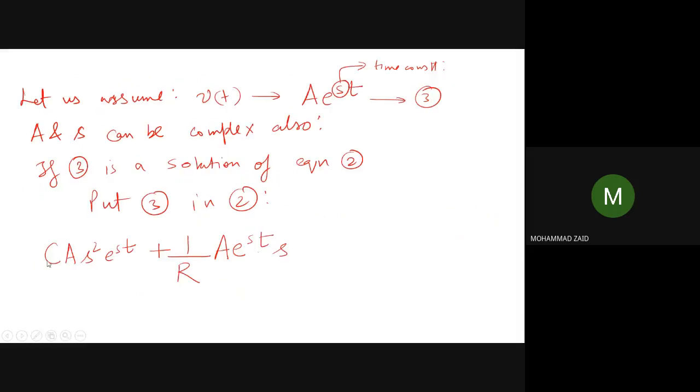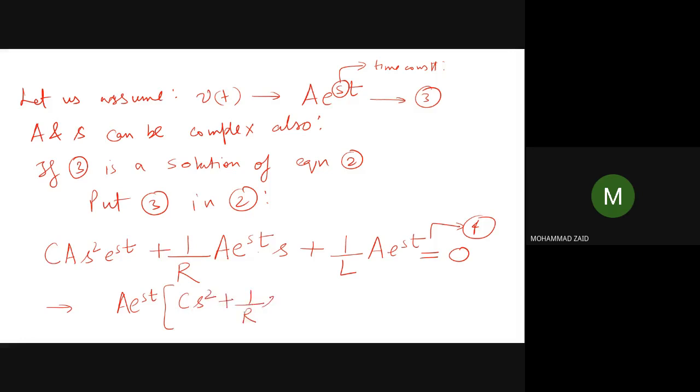So C times A s squared e to the power st plus 1 by R A s e to the power st plus 1 by L A e to the power st is equal to 0. We can simplify this equation, let us mark it as 4, as A times e to the power st, bracket, C s squared plus 1 by R s plus 1 by L, is equal to 0.